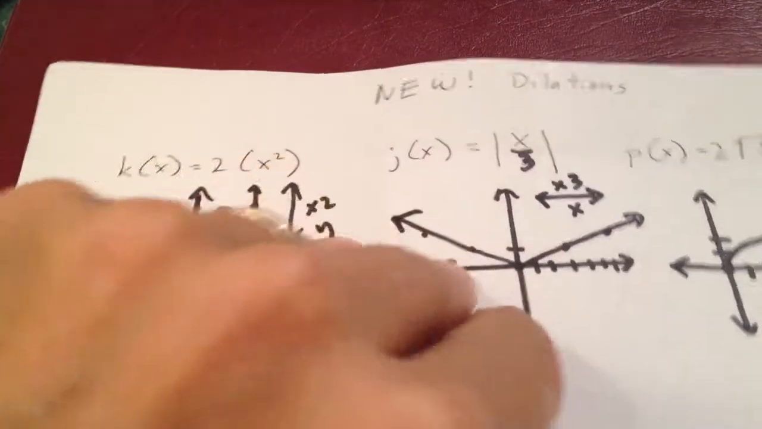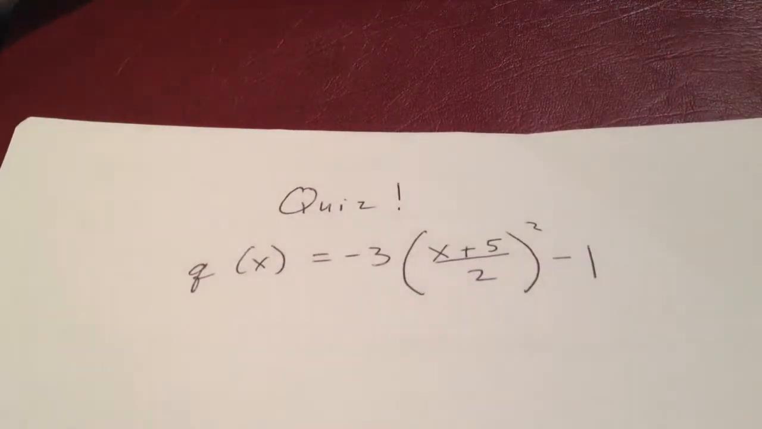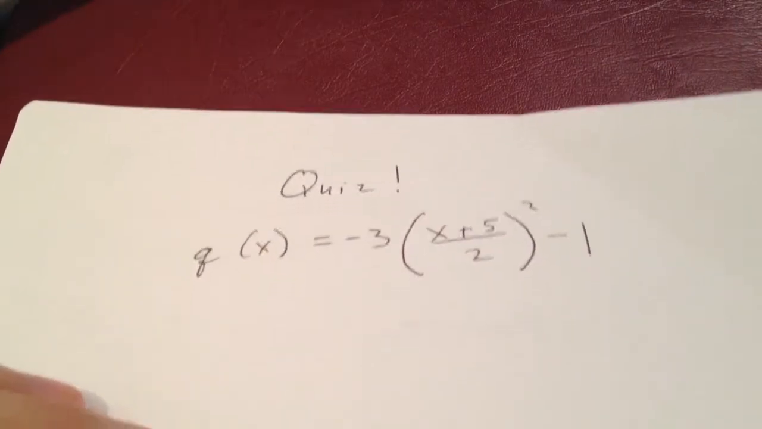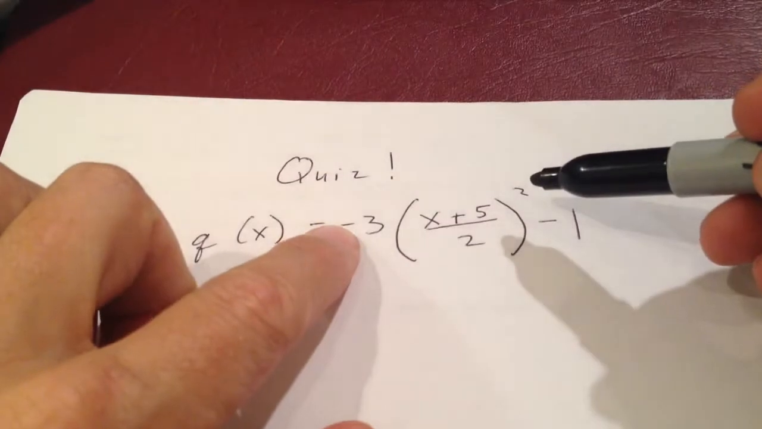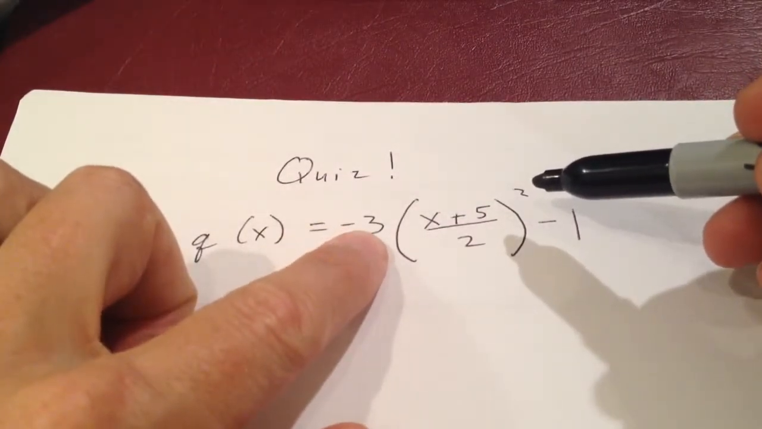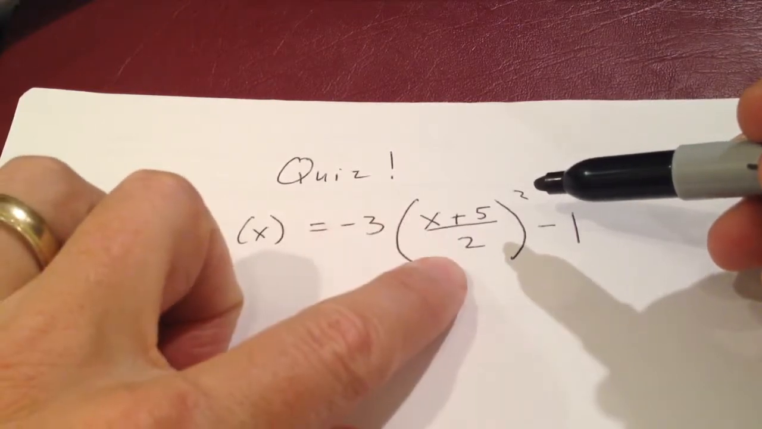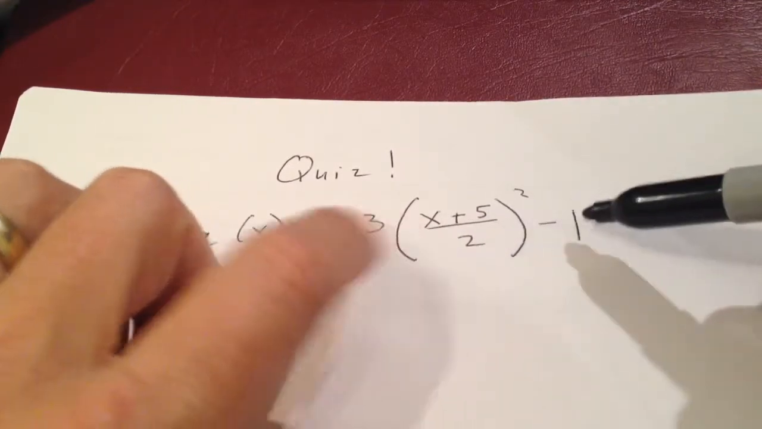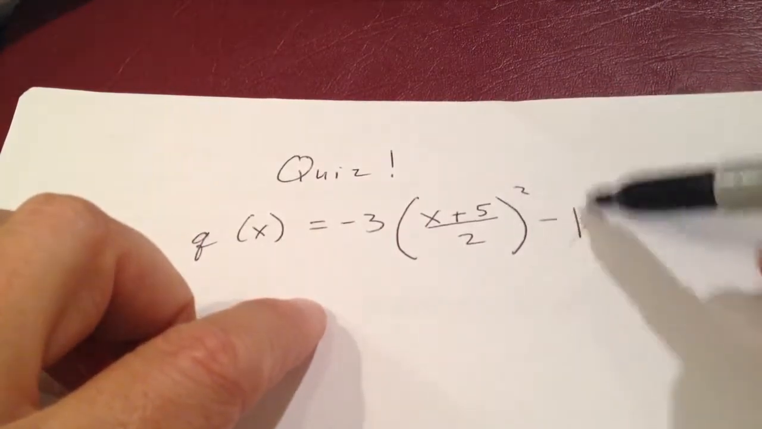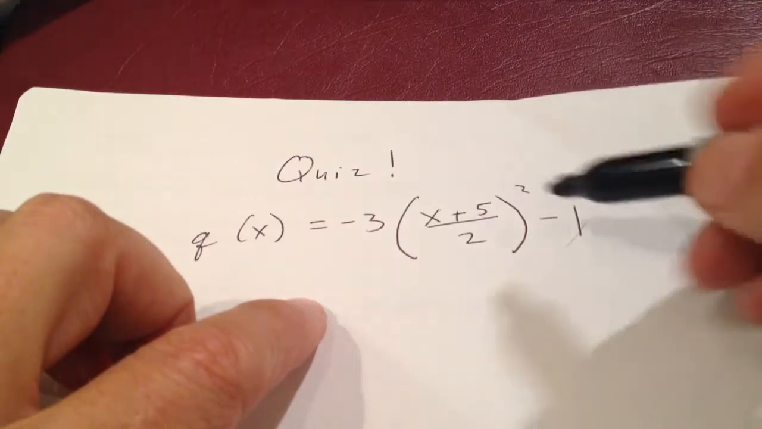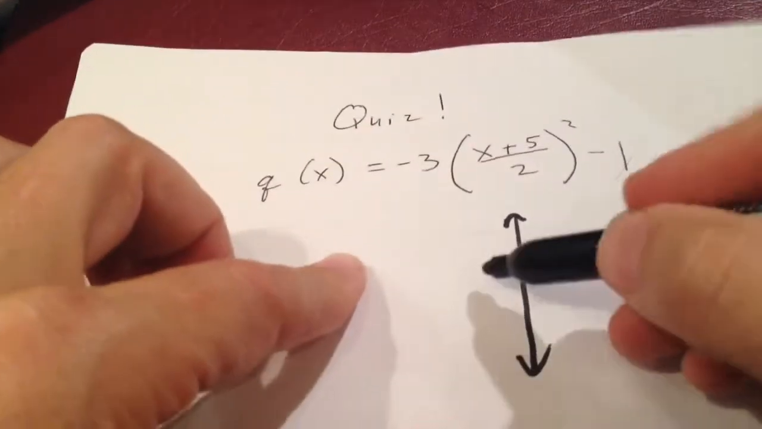And then finally, I've got a little quiz for you. So your quiz is this. I'm hoping I can make all this fit. So we've got a square. It's going to be flipped. It's going to be 3 times as high in the y direction, or dilated in the y direction by 3. It's going to be twice as wide in the x direction, and then it's going to be shifted down by 1.